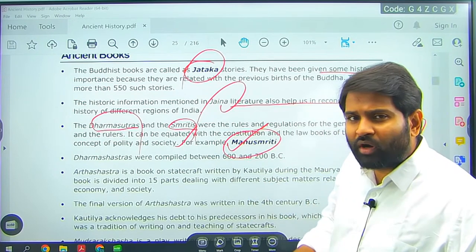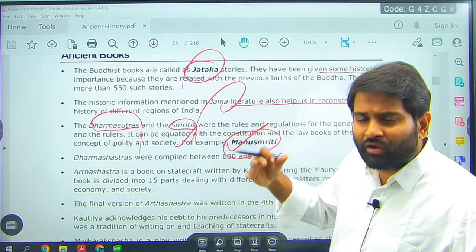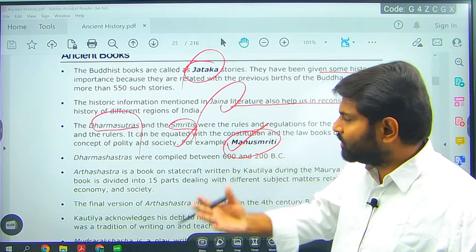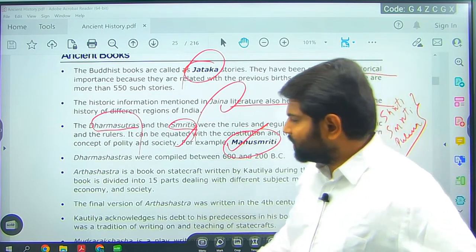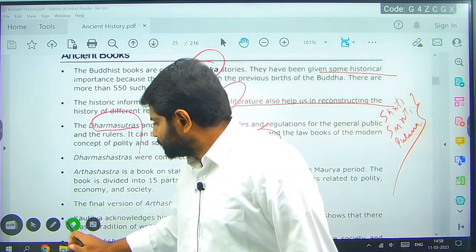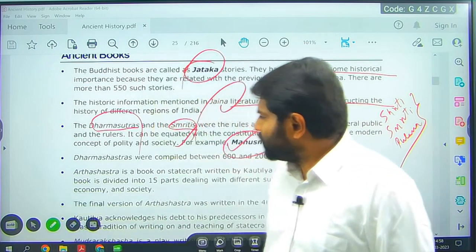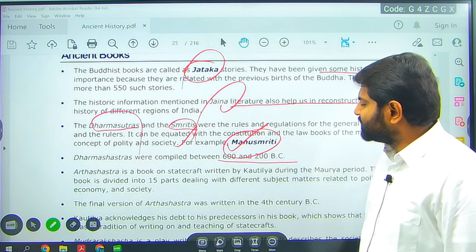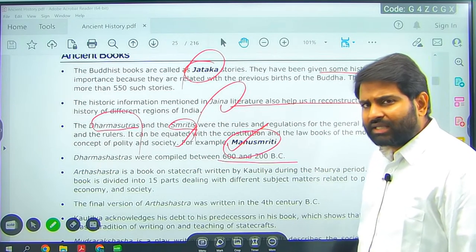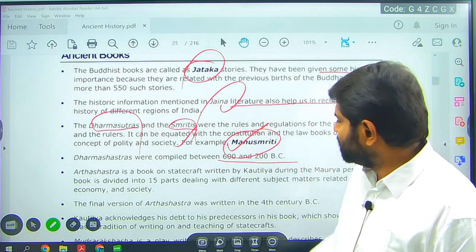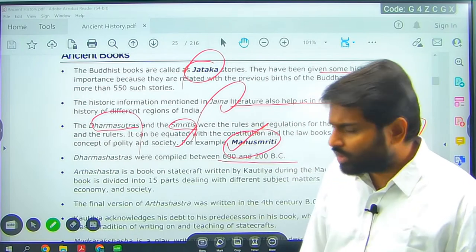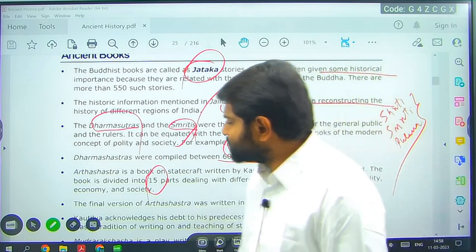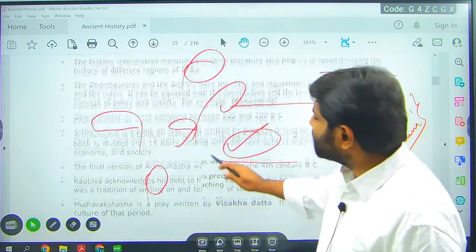What you practice orally, normally Vedas will not be given directly in book form. These are to be taught by the teacher, because phonetics is very important there. Spelling is very important. Dharmasastra was compiled between 600 to 200 BC. Arthasastra, the book written by Chanakya in the Mauryan period, is divided into 15 parts. Mostly in prelims also a couple of questions came here about slavery, about spies, right?